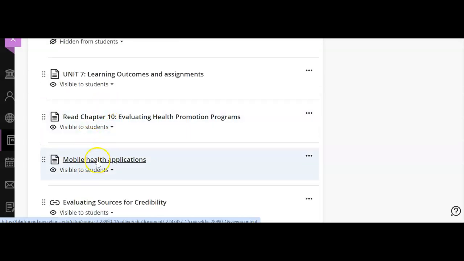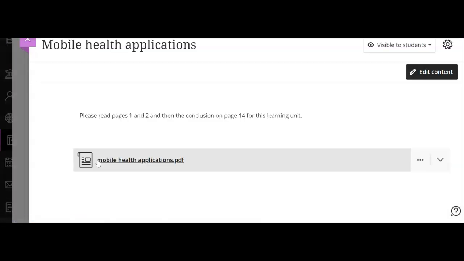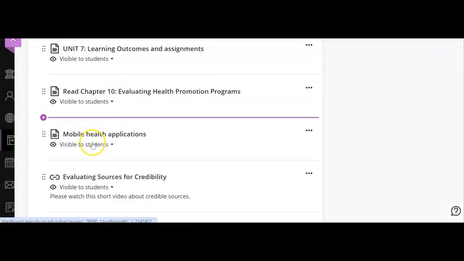In chapter 10, it also talks about mobile health applications that you might be interested in looking further at for your particular health promotion program. For this, it's a document, an article. I'm just asking you to look through pages 1 and 2 and then read the conclusions because it's very informative and may be of benefit to your groups.